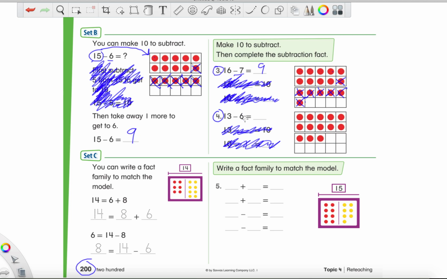Alright, guys. If you need more time, pause the video, take your time with it. But the rest of us are going to move on to set C. So if you're all done, we're going on to set C here. And right here, we're going to be talking about fact families. I'm sure you guys all remember this.